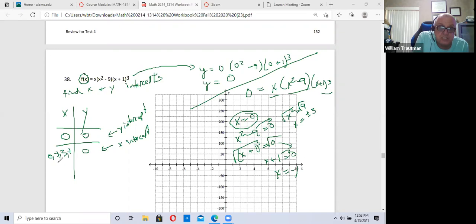So these are my x-intercepts here. This was my y-intercept, but these are my x-intercepts. There are 4 of them. X-intercepts make y equal to 0, and in all the factored forms, each factor piece has to equal 0, right? It's separate. All right. 39.